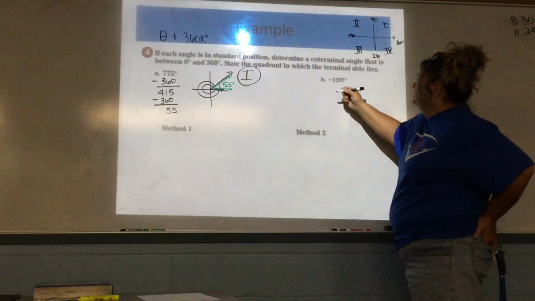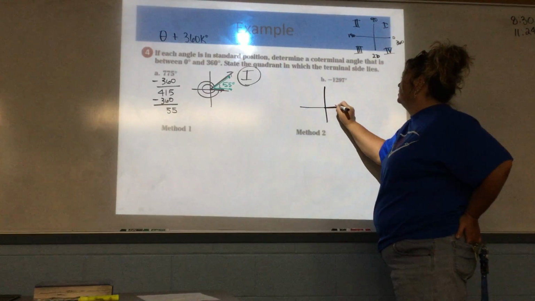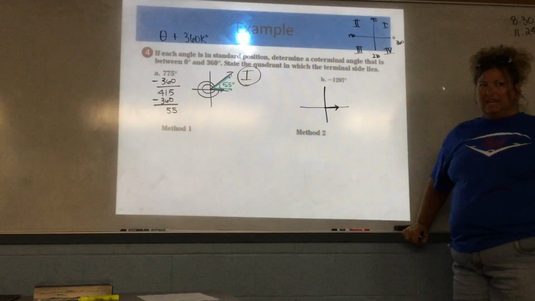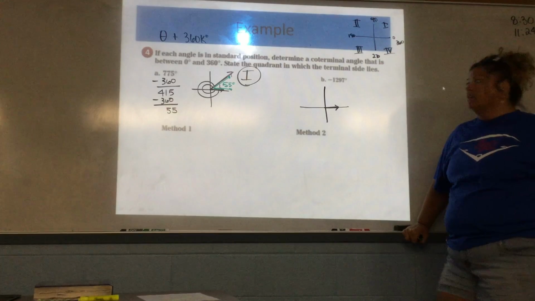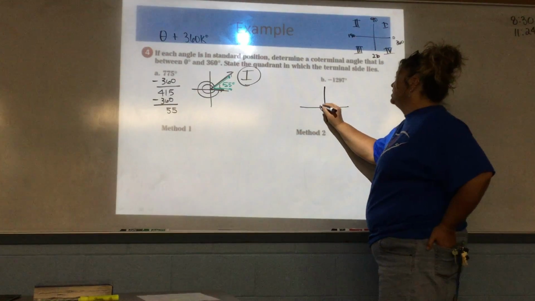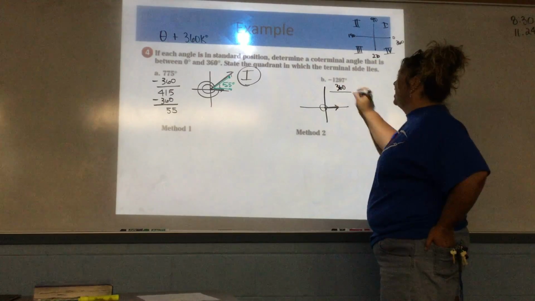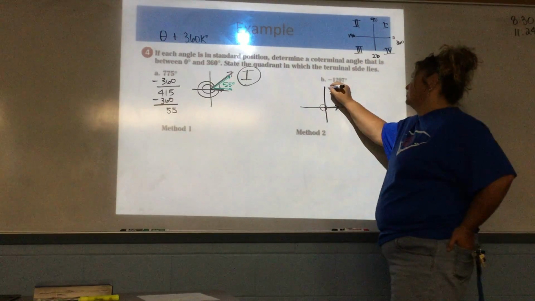All right, let's look at this one. Standard position. What do we know about negative angles? Which direction are we going to go? Clockwise. So one rotation is 360. Would I subtract 360 from this? Add. So what do I get when I add 360?